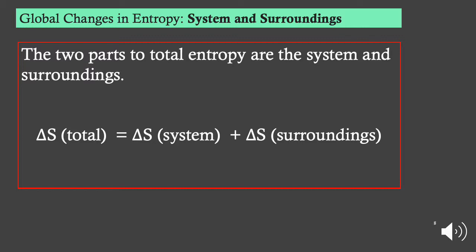There are two parts to the entropy change of a reaction. Sometimes the reaction is also called the system. There's the change in entropy of the reaction, and there's the change in entropy of the surroundings. Add these together to get the change in total entropy. The second law states that for any spontaneous process, the total entropy of the universe increases.